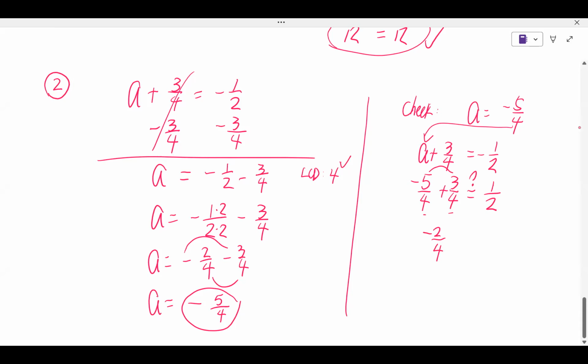So -2/4. We don't know yet, but when we reduce it, we know it's the same, because both 2 and 4 could be reduced by 2. So 2 by 2, you get 1. 4 by 2, you get 2. -1/2 is same thing as -1/2, right? For sure. So that means we check it. This answer is good.